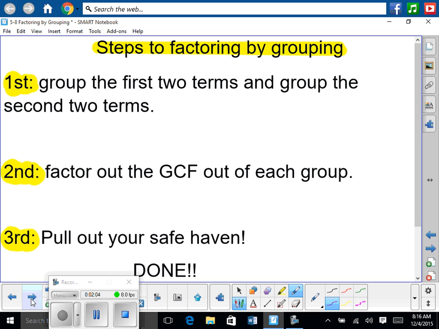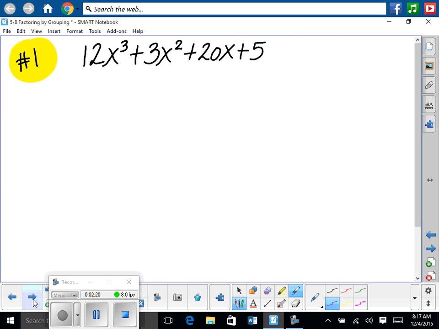Second, you'll factor out the GCF out of each group. And then third, you pull out your safe haven, right? So no different. That's why I'm like, oh, today's a great lesson for a Friday, because really we're just building on the knowledge we already know with something new. And then you're done. All right, so we love our safe haven because then we can know for sure that we've done it correctly. So everybody, look at number 1 on the worksheet. We're going to go through it. You guys are going to help me walk through this, okay?